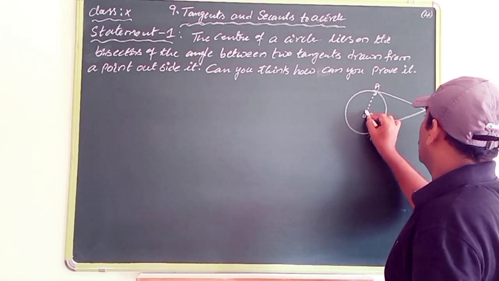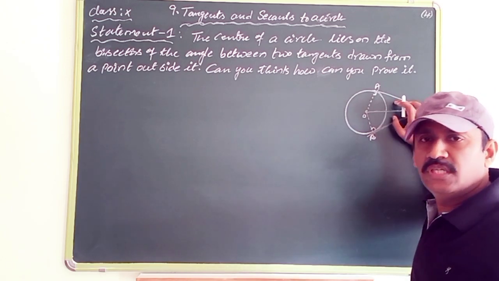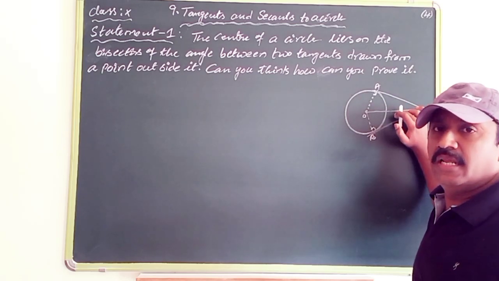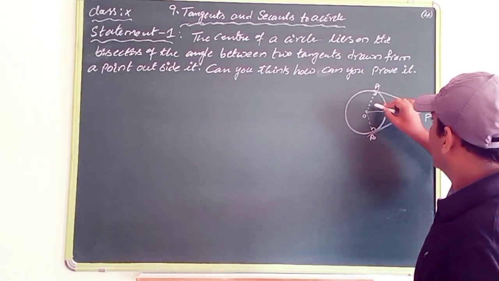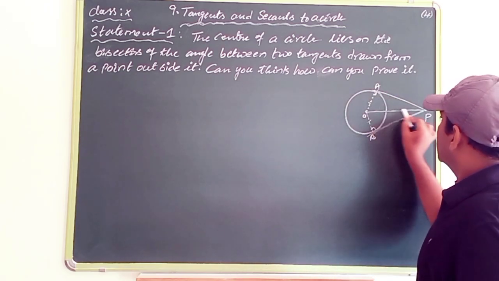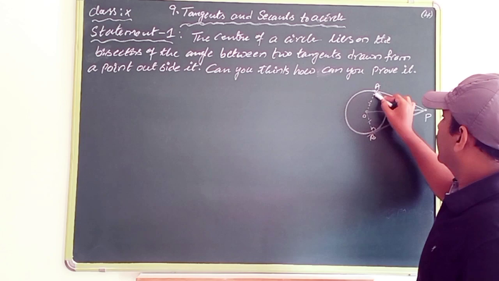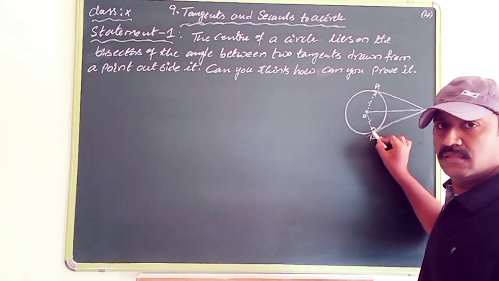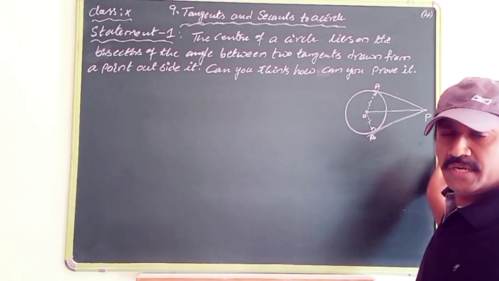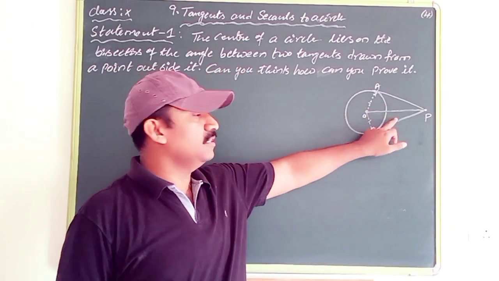Now I am going to join OP. Now, what are these two? Already we proved the two triangles are congruent. In theorem 9.2 we proved the radii are equal. These two are the right angles, and this is the common side, I mean the hypotenuse. The side opposite the right angle is the hypotenuse. So the radii are equal, the 90 degrees are equal, and this is the hypotenuse. So according to RHS congruency, the two triangles are congruent.